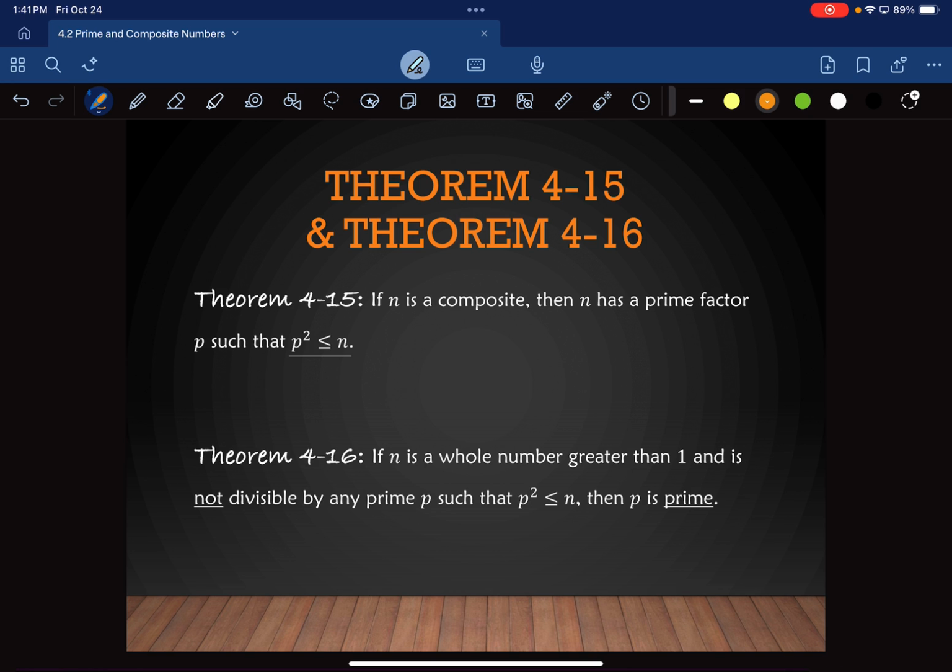Well, this is actually telling you that if n is a composite number and p is the prime factor, then p squared will be less than n. Okay? So in particular, 416 is how it works. If n's a whole number greater than 1, and it's not divisible by any prime number p, where p squared is less than or equal to n, then n is prime. So let me give you the example that I just gave you. We'll see if I can remember what it was, 32,000 something.